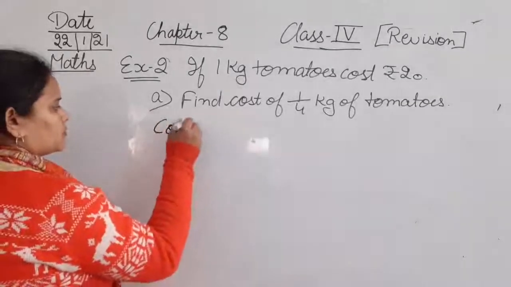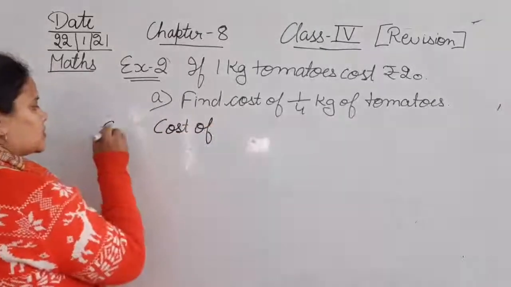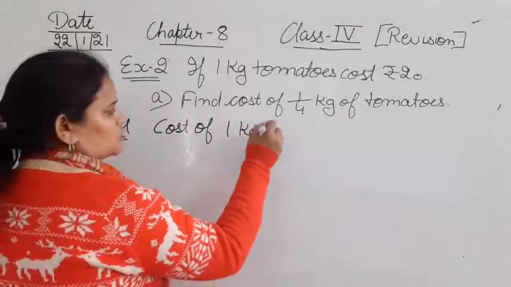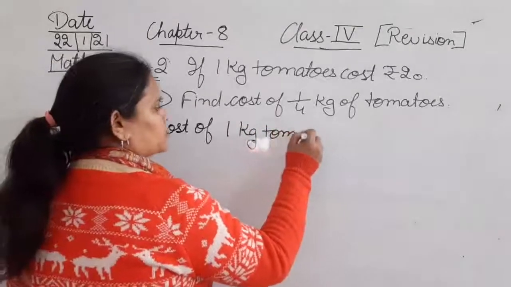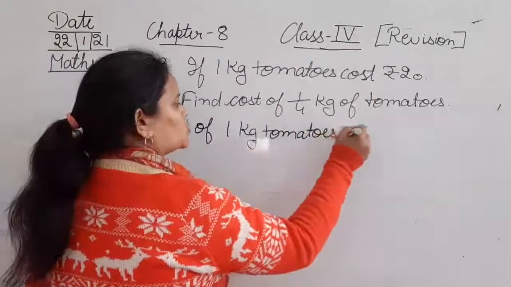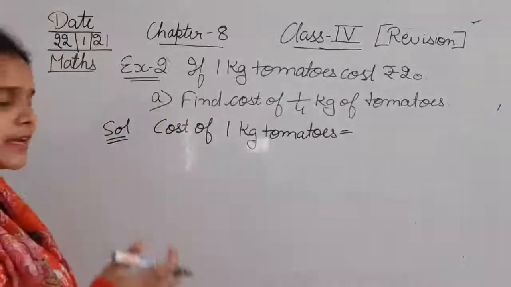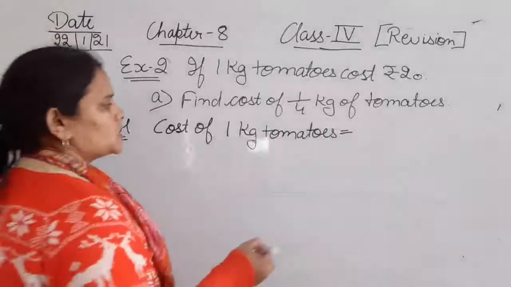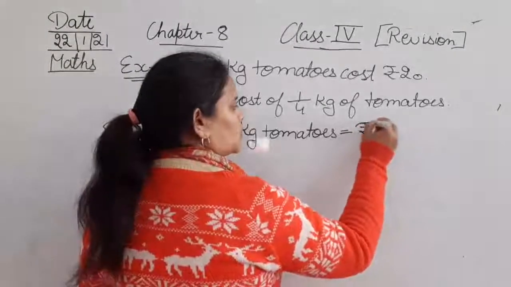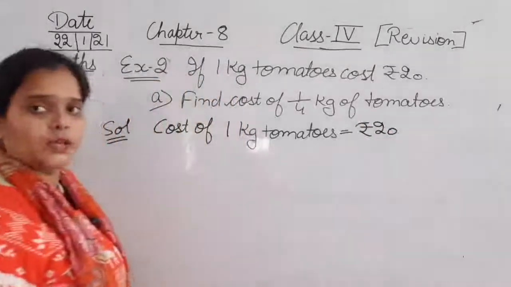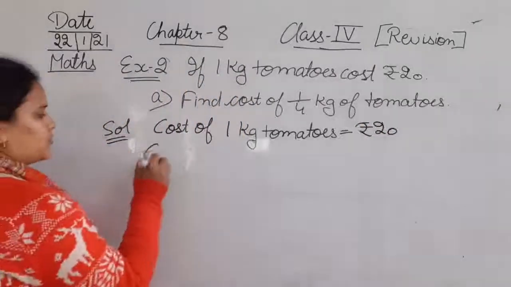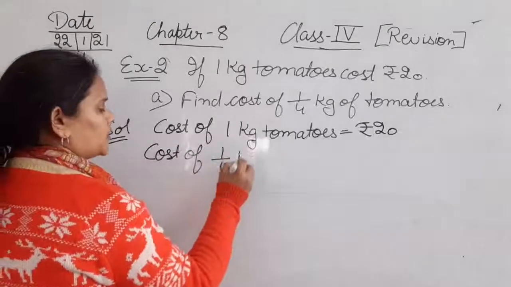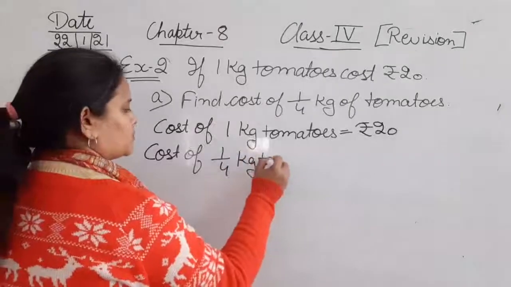Cost of, this is the solution. देखिए cost of 1 kg tomato. So first of all हम वो लिखेंगे that information that is already given. तो जो हमें already दिया हुआ है, first of all we will write that. That is the cost of 1 kg tomatoes is given. The cost of 1 kg tomatoes is equal to ₹20. Okay. Next we have to find the cost of 1/4 kg tomatoes.